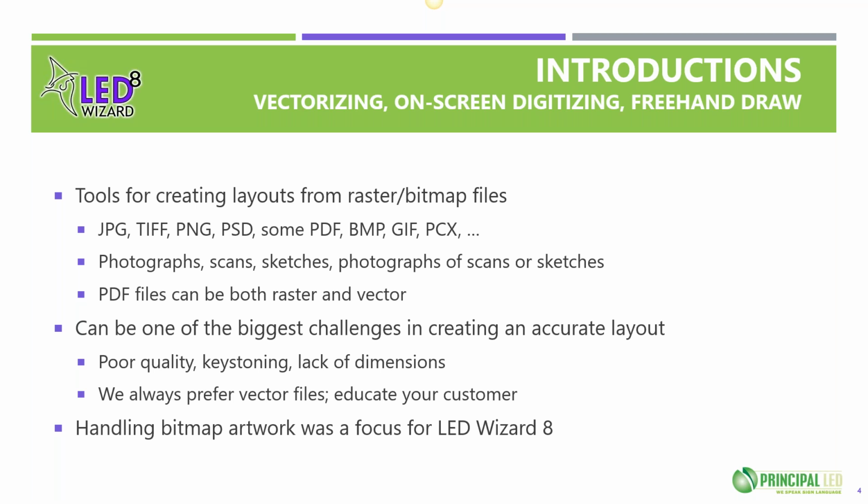So, I think certainly when you have, let's say, a retrofit and you're working from a photograph, it can be really difficult in some of these cases to create an accurate layout. You don't really have a clear dimension. You might have keystoning, meaning you're looking up at the sign and there's all these angles and perspectives. You might not have any reference for measurement of any kind. So it's certainly a challenge. And again, notwithstanding everything that I'll go through today, we always prefer a vector file, right?